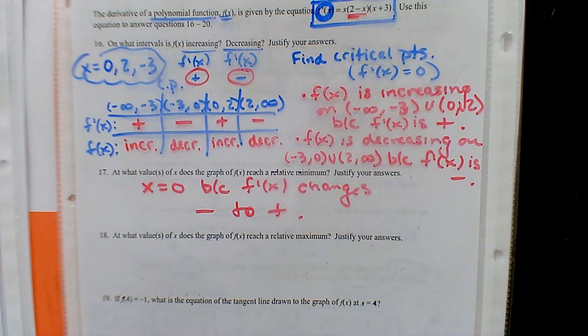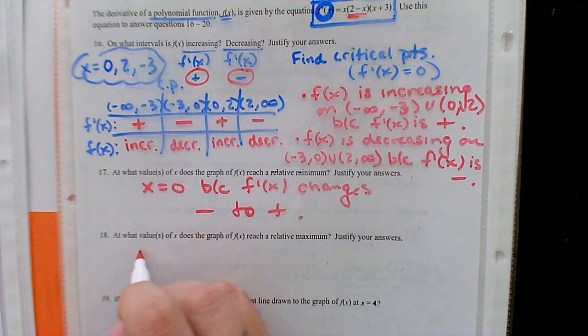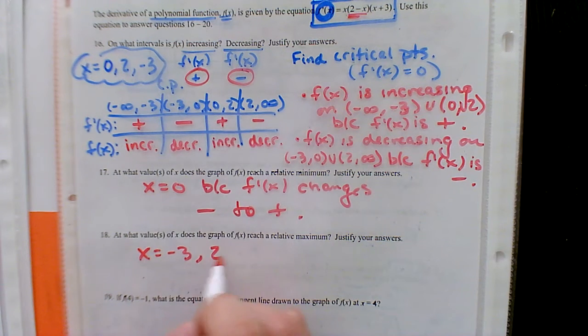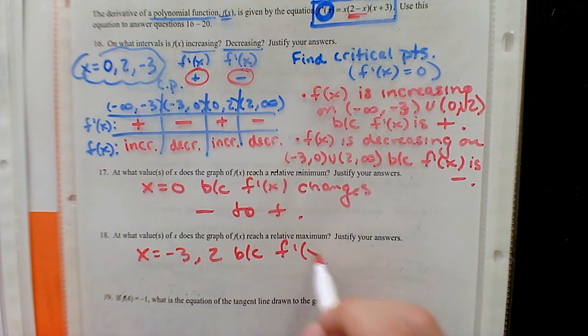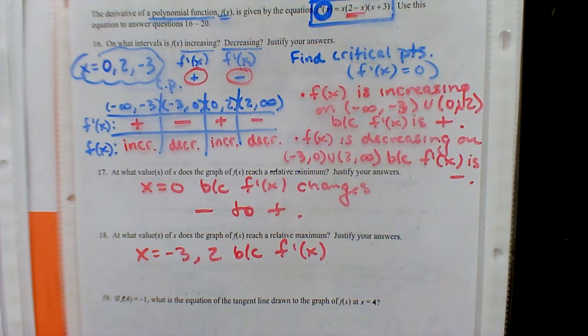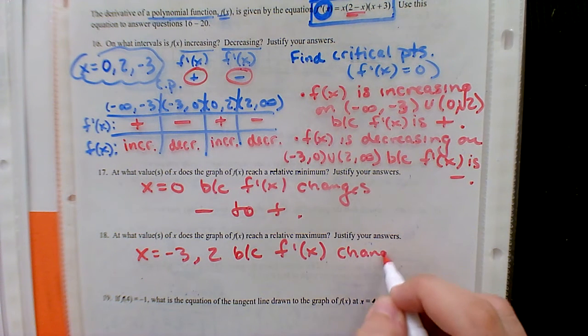Okay, very similar question for 18. At what x values do we have a maximum? We don't necessarily have to find the height of these points. We just want to know the x location. Can we figure it out based off the table? Go ahead, Stevie. X equals negative 3 and 2 because the derivative changes from positive to negative. Derivative changes positive to negative. Yep. You can say original function changes increasing to decreasing. Same idea.